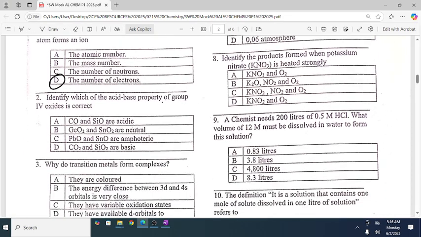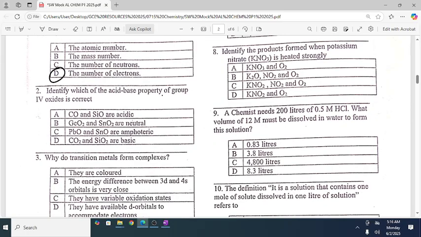Question 2: identify which of the acid-base properties of group 4 oxides is correct. Option A says carbon monoxide and silicon monoxide are basic. I don't know about silicon monoxide, but I know that carbon monoxide is neutral, it's not basic, okay? And I know that carbon monoxide is neutral and carbon dioxide is acidic. Okay, so option A is wrong, because even though I don't know about silicon monoxide, I'm very certain that carbon monoxide is not basic, making me eliminate option A.